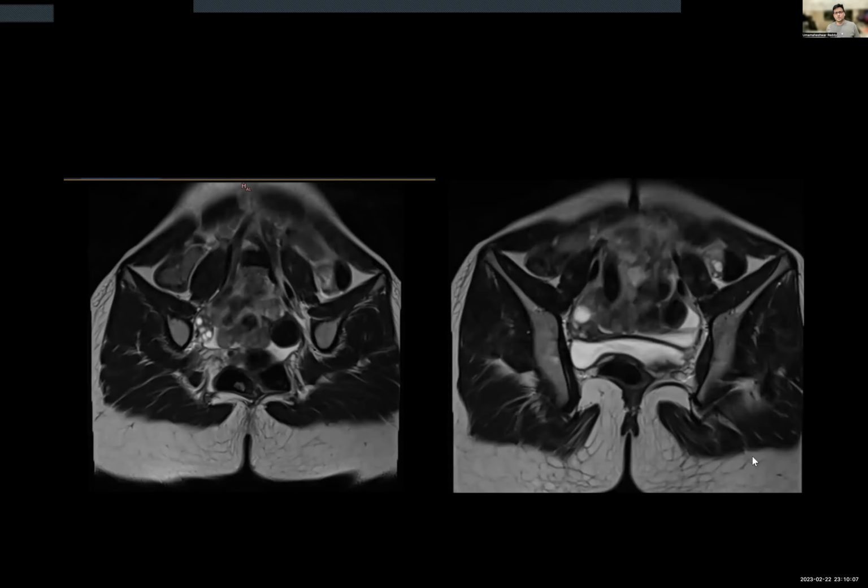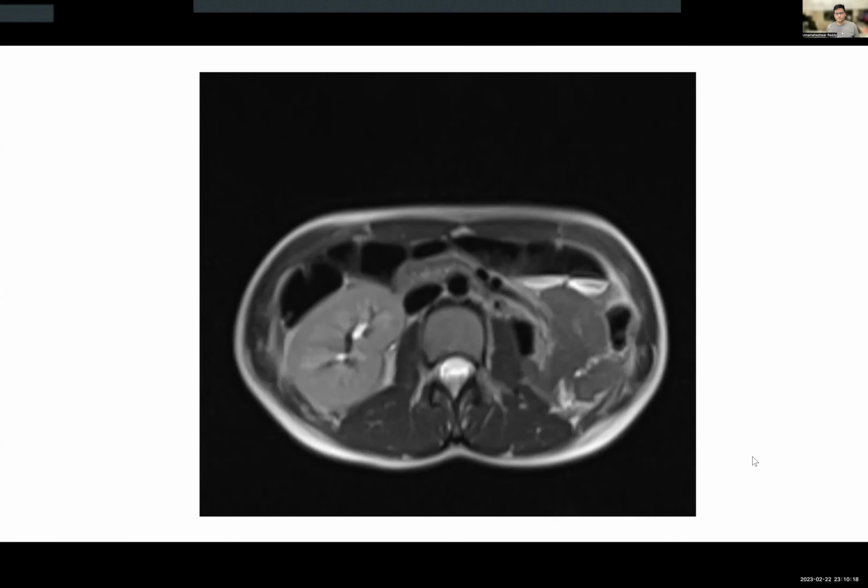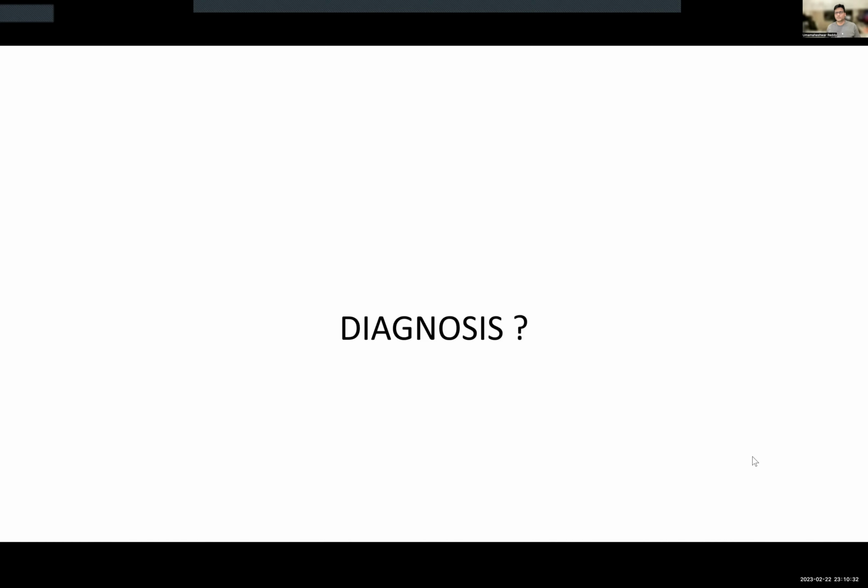And this is coronal T2 weighted imaging. Please write down your findings. This is axial T2 weighted imaging at the level of the renal hilum. Please write down your findings. What is the diagnosis at this point of time?